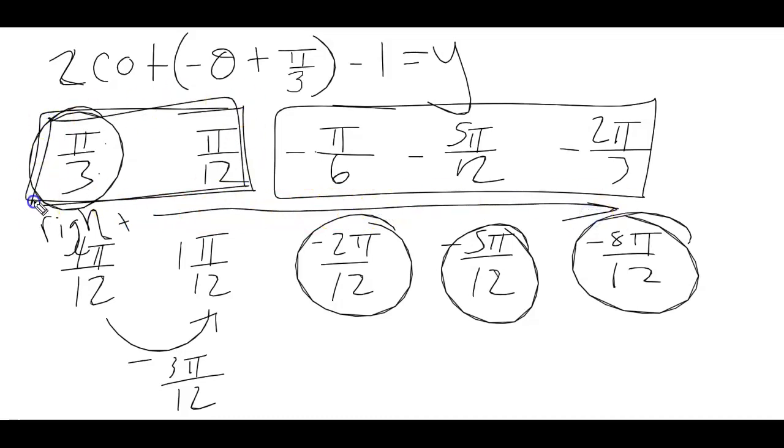These two will be to the right of 0. These three will be to the left of 0. So go ahead and see if you can plot those on your x-axis correctly. Pause the video here and see if you can do that correctly.